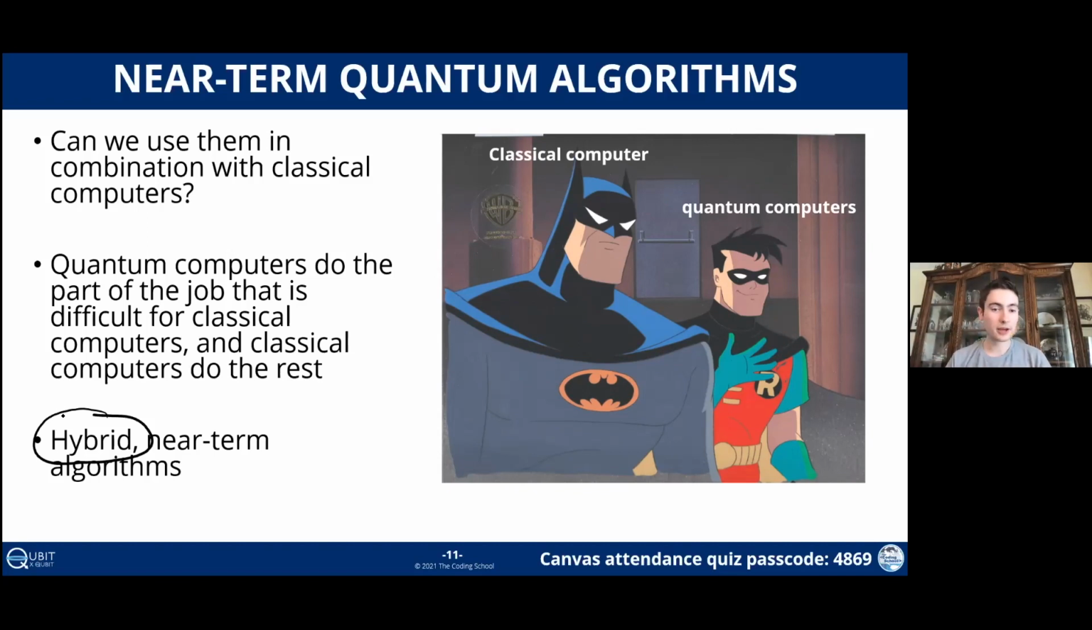And in fact, QAOA, the algorithm we're going to look at, is one example of a hybrid algorithm. As we'll see in a moment, there is a part of the algorithm that runs on a classical computer. It feeds over to the quantum computer, does some stuff, then it passes back to the classical, and so on and so on. And so it's sort of a cycle.